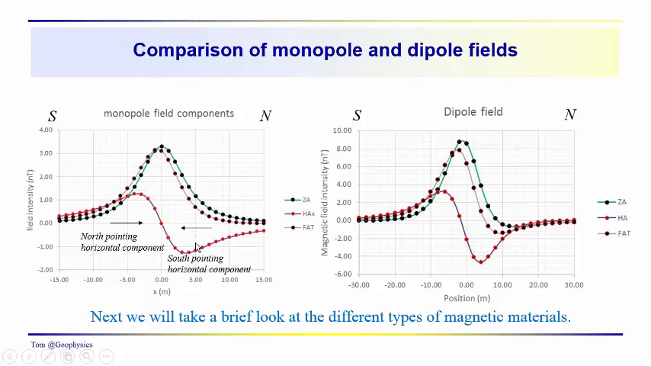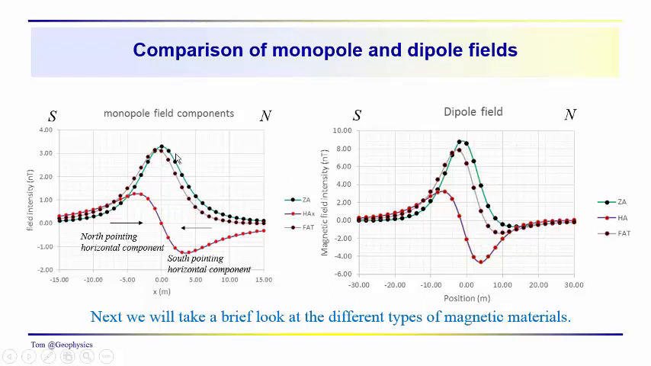And notice again that for the horizontal component, this is negative because the vector orientation of the horizontal component is pointing to the south. Once we get to a point beyond the center of the dipole, if we go in the other direction, the vector field, the horizontal field intensity is pointing to the north. So those would be the conventions for the monopole and the dipole.